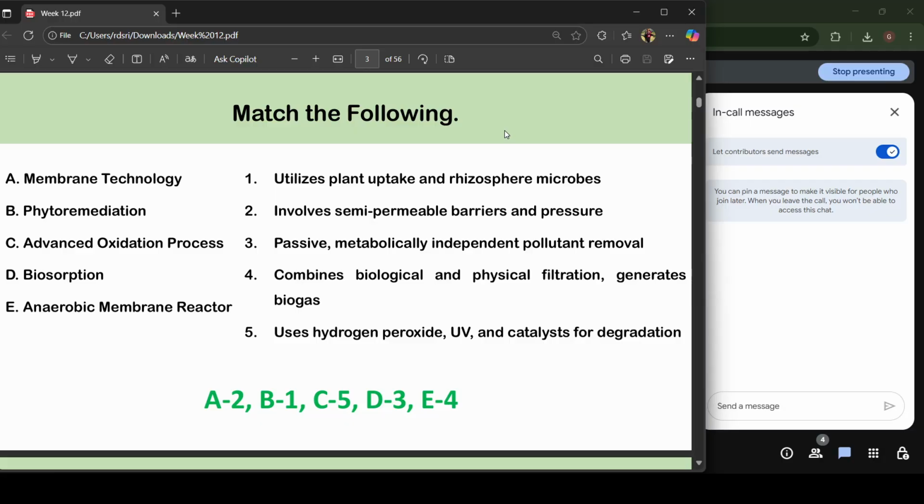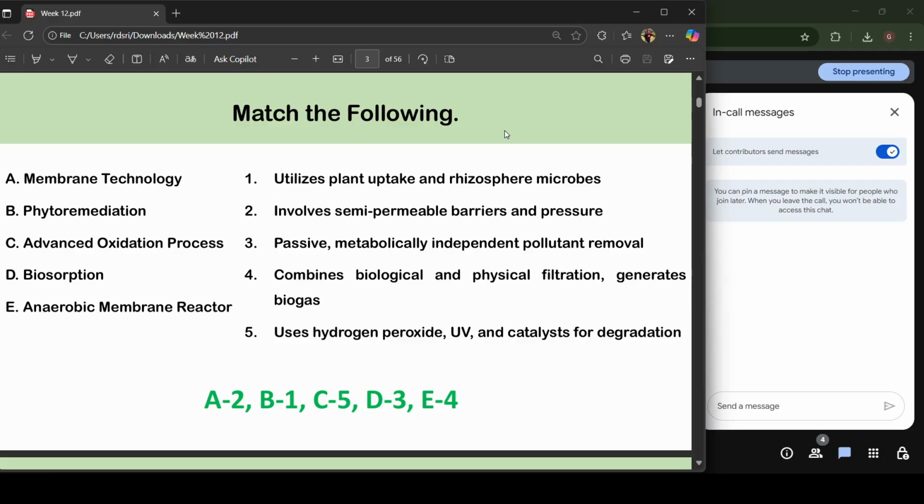Biosorption, we have already extensively seen. It involves passive, metabolically independent pollutant removal, because there is no metabolism involved. It's just adsorption as a surface phenomenon, so positively charged ions can get sorbed onto the microbial surface, which is usually negatively charged.